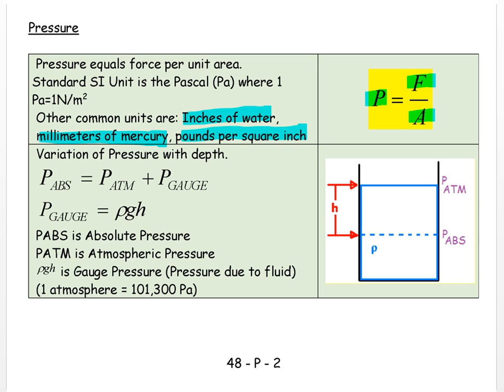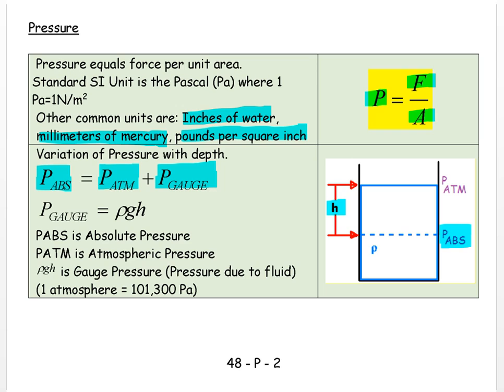Let's look at a practical example. We have a bucket full of water. I'd like to know the pressure at a certain depth. And I can talk about this in terms of the absolute pressure. What is the absolute pressure at a certain depth below the surface of an open container filled with water? Well, I can say the absolute pressure is equal to the atmospheric pressure, because the chamber is open to the atmosphere, plus what's called the gauge pressure.